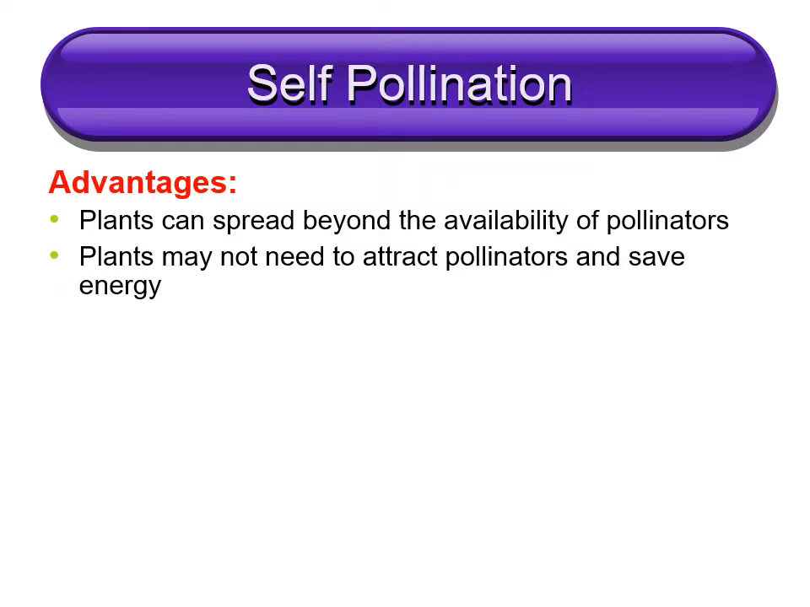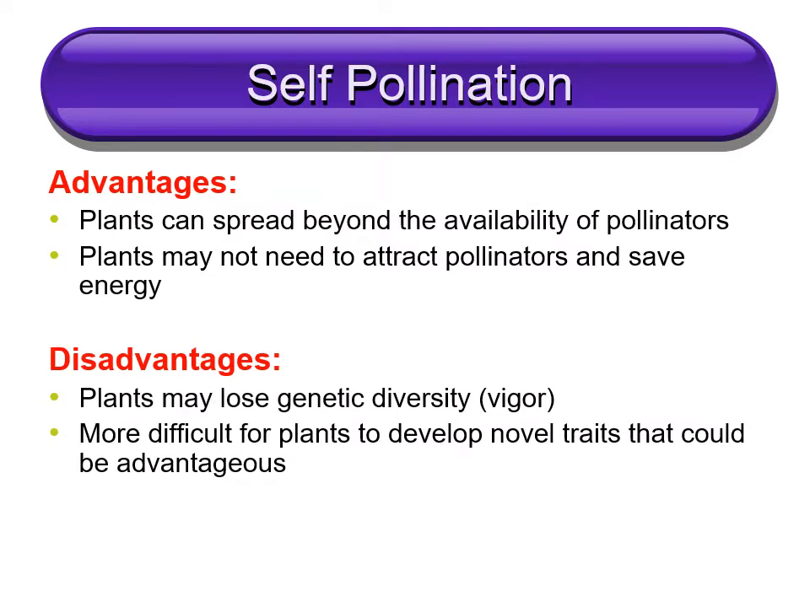They don't have to attract the pollinator, which also means they save energy, right? They're not expending energy on showy flower structures or nectaries in the flowers. Some disadvantages: plants may lose genetic diversity, right? So the fancy term is vigor, but they could be weakened. Or, for example, the climate might change and their particular genetic makeup may no longer be advantageous.